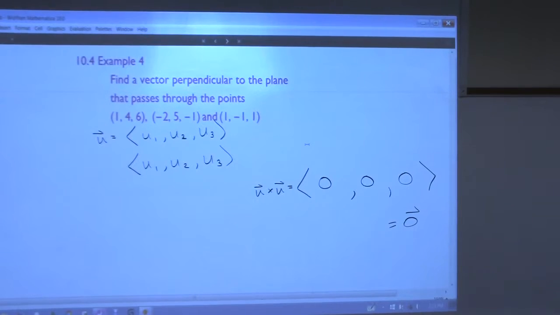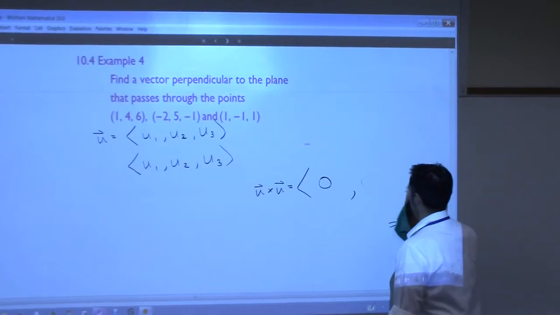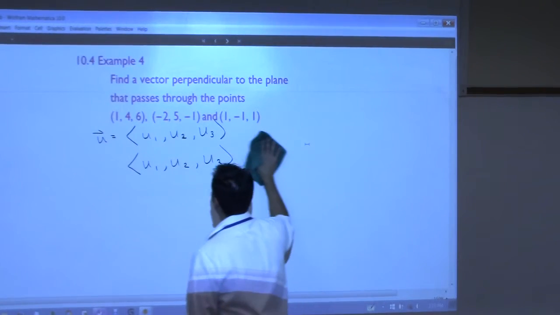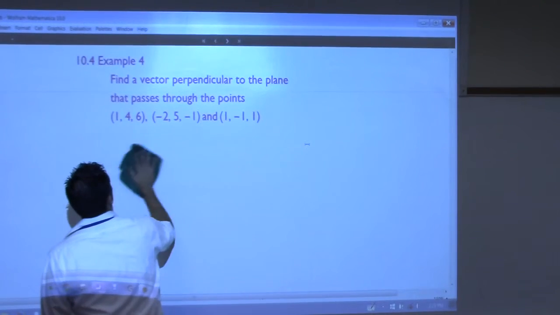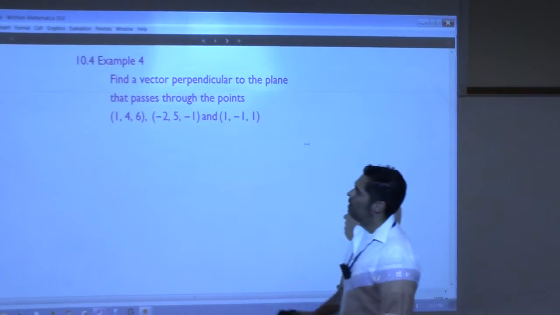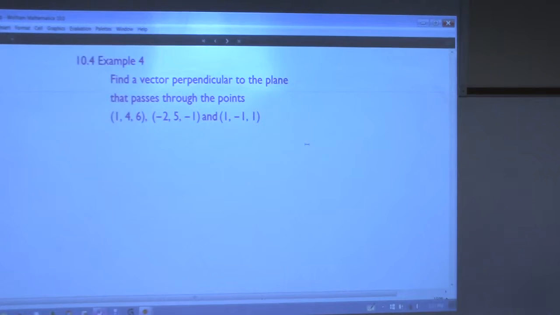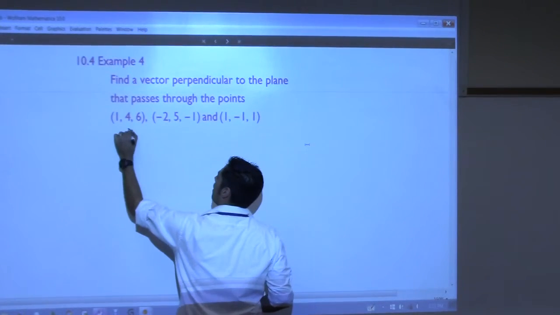Now we get into some good stuff. I'm giving us 3 points, and I want you to find a vector, any vector, I don't care what it is, that is perpendicular to the plane that passes through those 3 points. So we have 3 points sitting in space, right? Let's call them A, B, and C.